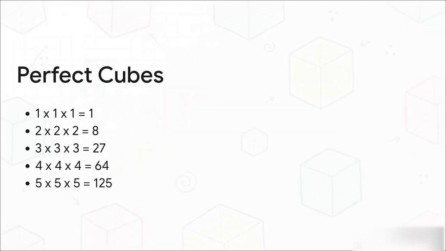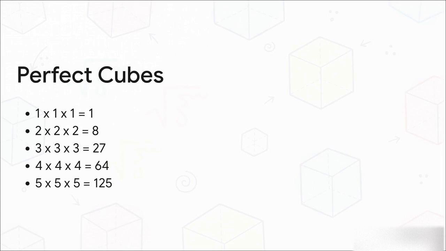Notice how perfect cubes, some people call them cube numbers, are just formed naturally from this process. 1 cubed is 1, 2 cubed is 8, 3 cubed is 27, and so on right up to 5 cubed equaling 125. These results, 1, 8, 27, 64, 125, these are perfect cubes.